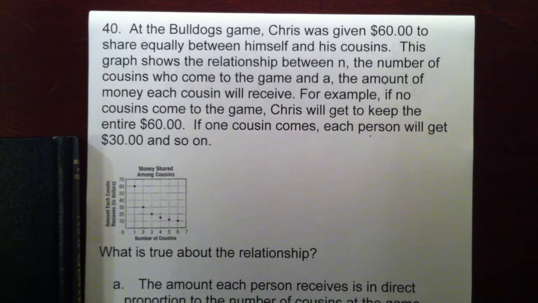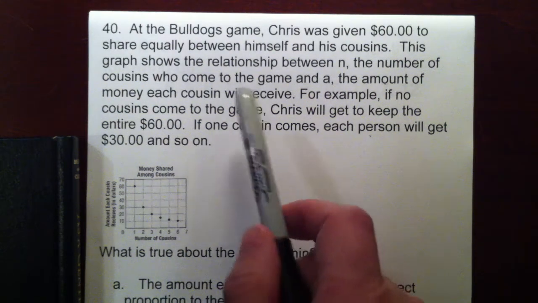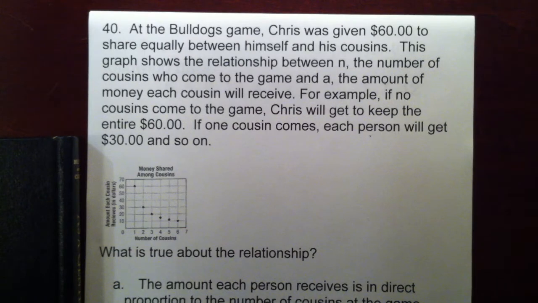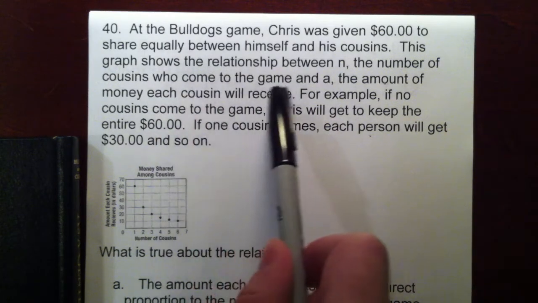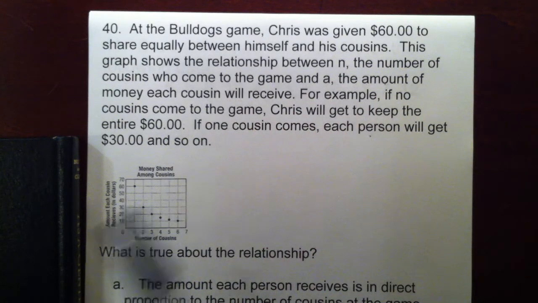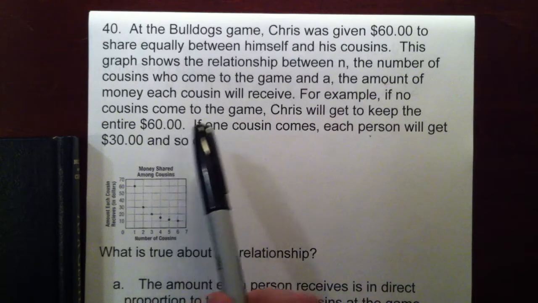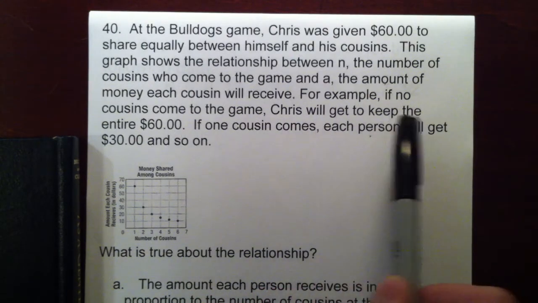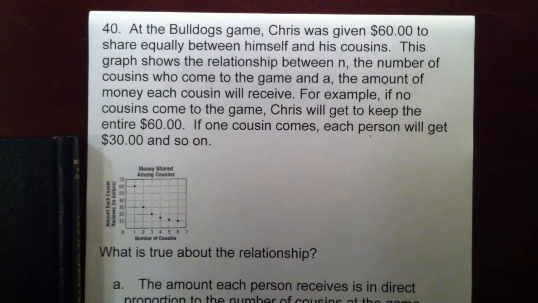At the Bulldogs game, Chris was given $60 to share equally between himself and his cousins. This graph shows the relationship between N, the number of cousins who come to the game, and A, the amount of money each cousin will receive. So, for example, if no cousins come to the game, Chris will get to keep the entire $60 to himself.